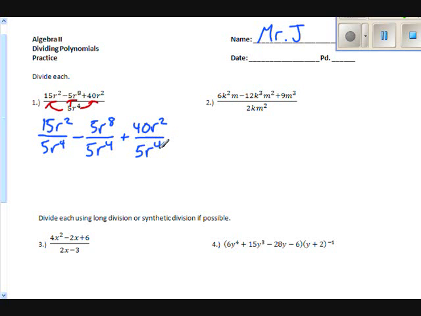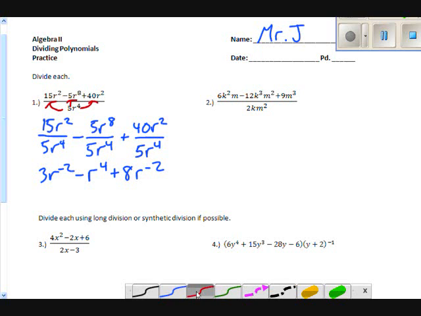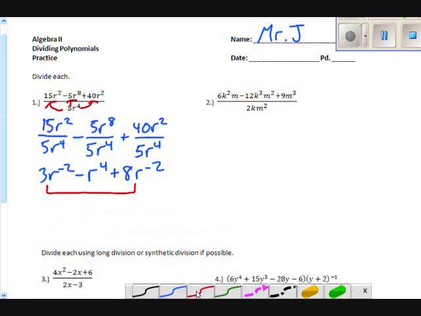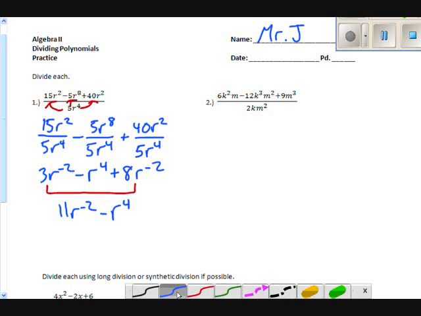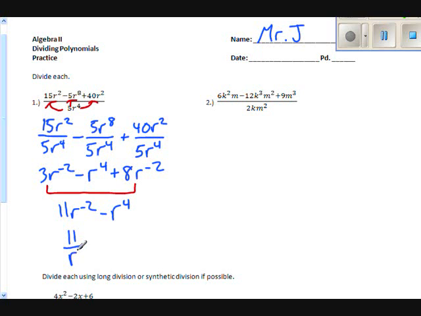Okay, and now I just have to simplify each of these. I divide the coefficients, subtract the exponents. So for this first one, that's going to be a 3r to the negative second, minus, this is going to be a 1, which I don't need to write, r to the fourth. And then this one is going to be a plus 8, again, r to the negative second. Now if I look, I have like terms here, same variable with the same exponent, so I combine like terms, which is going to give me an 11r to the negative second minus r to the fourth. And of course, you can rewrite this so that we have positive exponents. So this would be 11 over r to the second minus r to the fourth. Okay, and that's it.